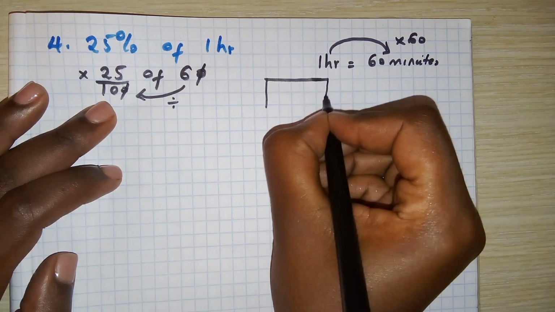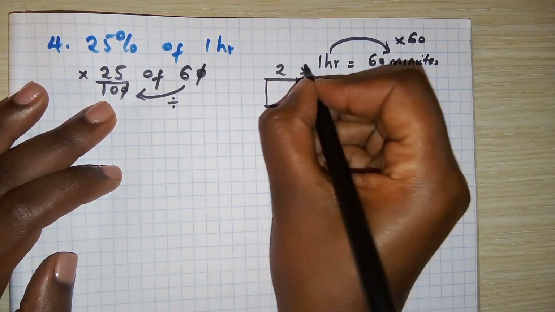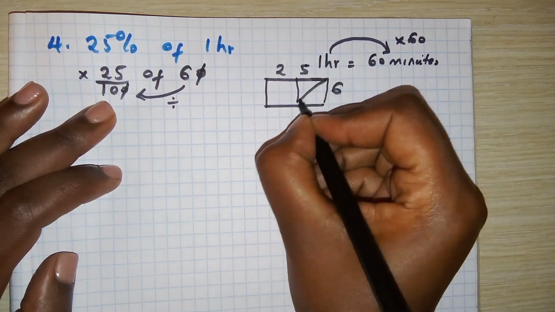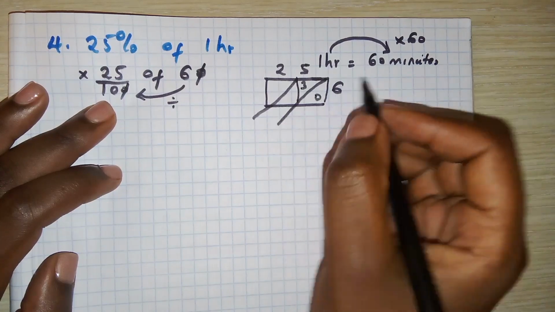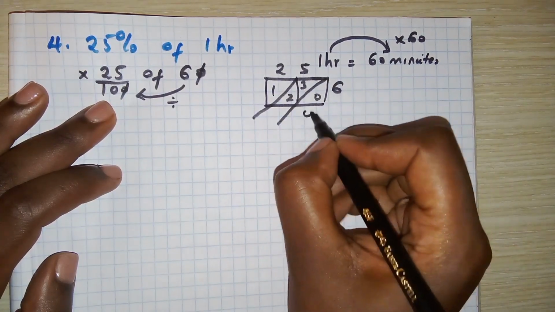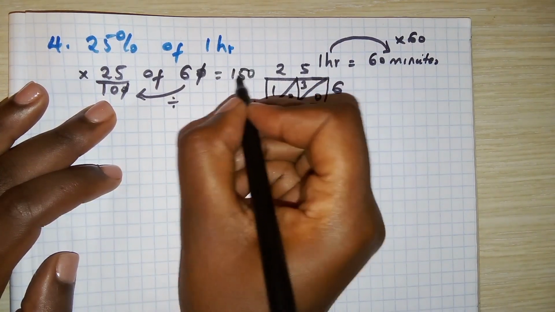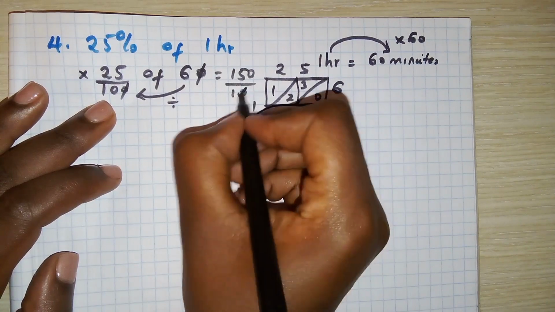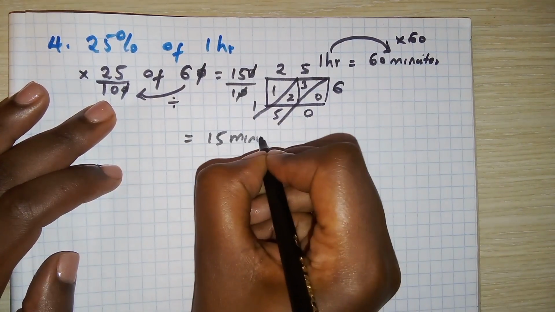Let's use the lattice method. 25 times 6. 5 times 6 is 30. 2 times 6 is 12. So 0, 5, and 1. So here we're getting 150 all over 10. Cancel the 0 with that 0, and you're left with 15 minutes.